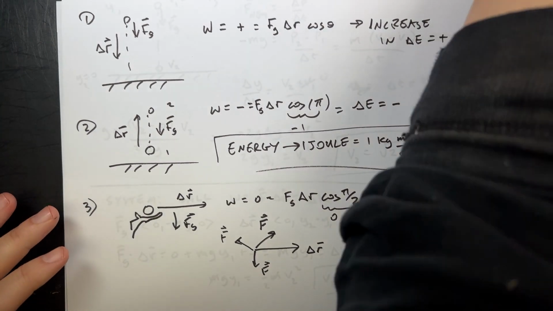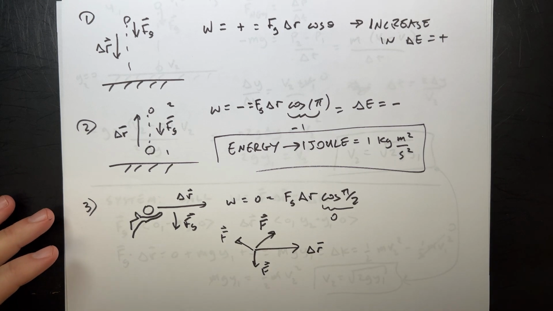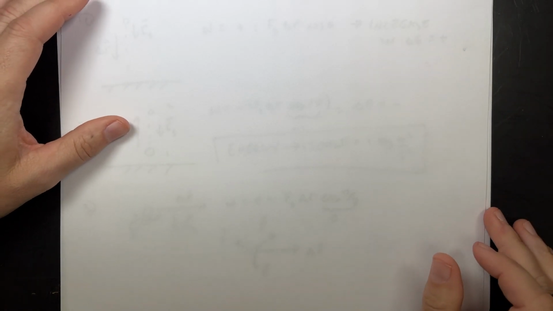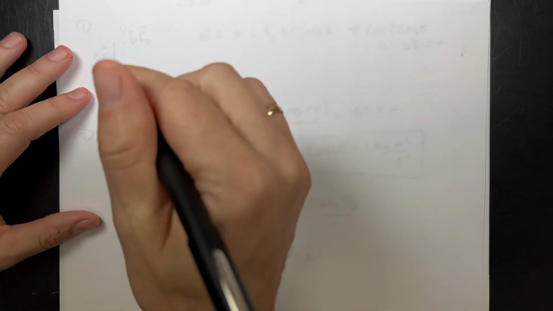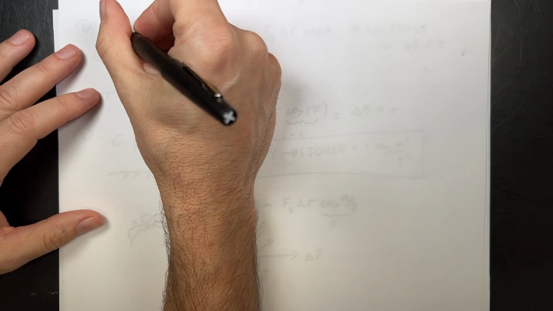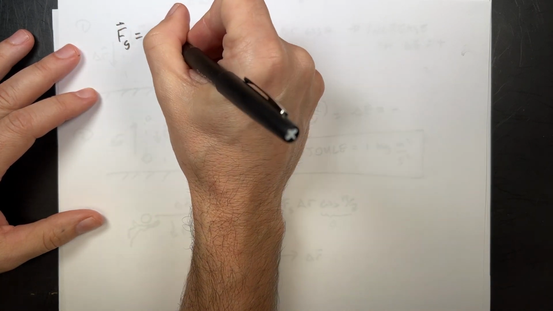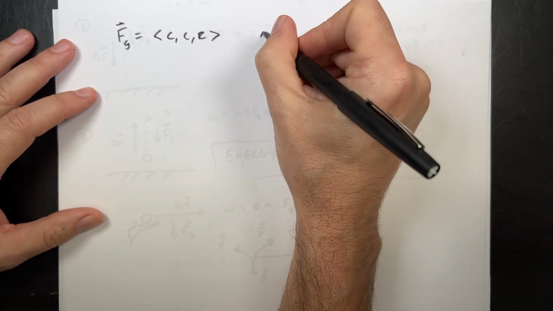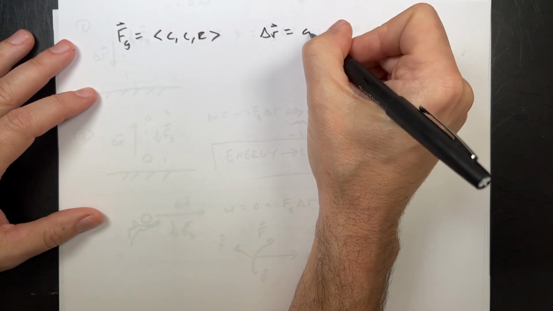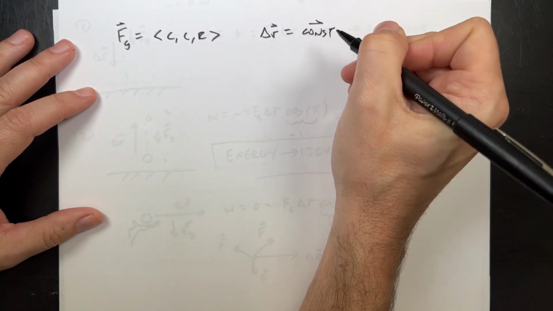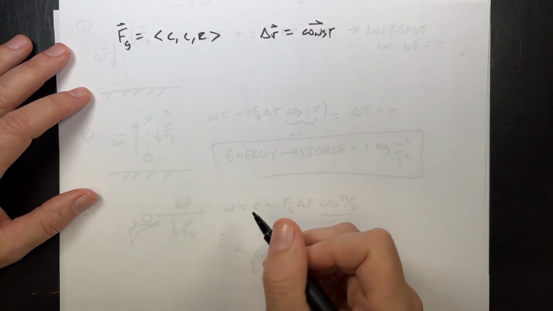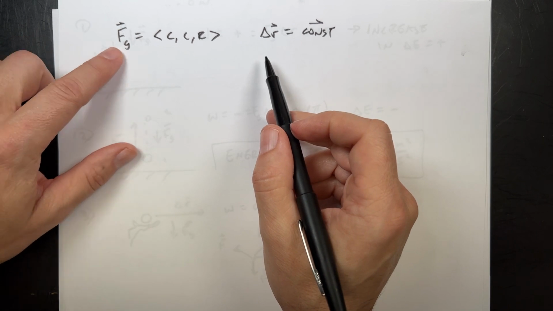Okay, what about work done by a non-constant force? And work can be more complicated, right? So far I did Fg equals a constant, C, whatever. I also did delta R is equal to a constant. And so the dot product of two constant vectors is easy. But what if the delta R changes or the force changes?